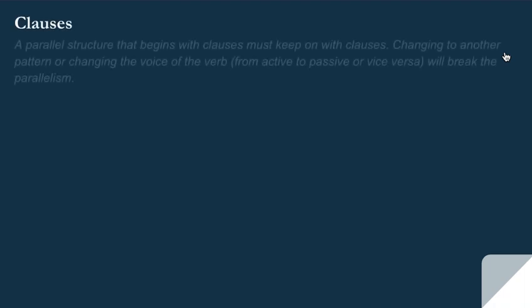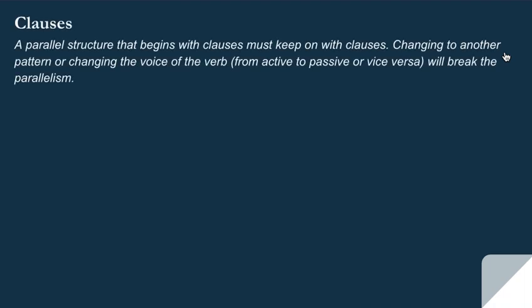All right, clauses. A parallel structure that begins with clauses must keep on with clauses. Changing to another pattern or changing the voice of the verb from active to passive or vice versa will break the parallelism. So, as we now understand, it doesn't just work with single words, they can also be clauses as well. A clause may change the pattern of the sentence, or the voice of the clause could also change the pattern of the sentence.